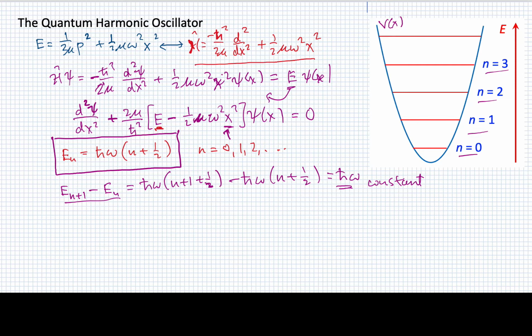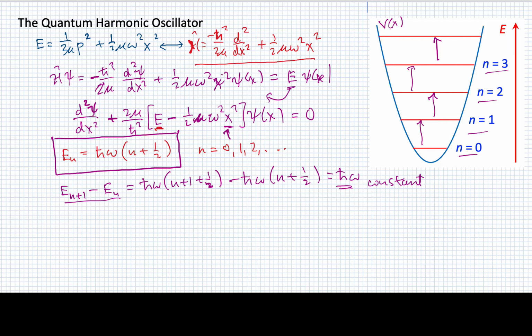Now, I want to emphasize that this is not common among quantum mechanical systems. The harmonic oscillator is one of the very few systems that features energy levels that are displaced relative to one another by a constant. And you can see that here. This gap is the same as this gap, which is the same as this gap, which is the same as this gap. All of those gaps are the same.